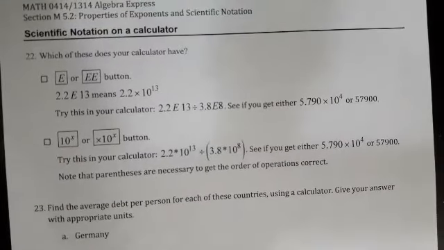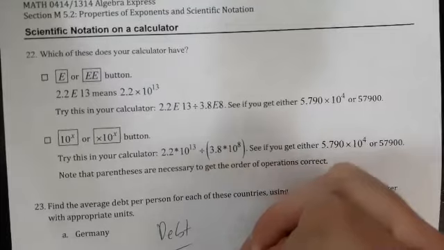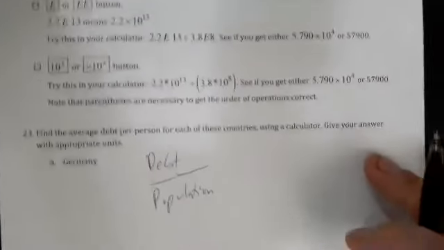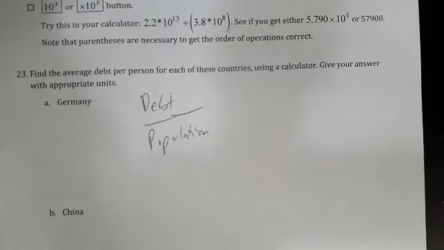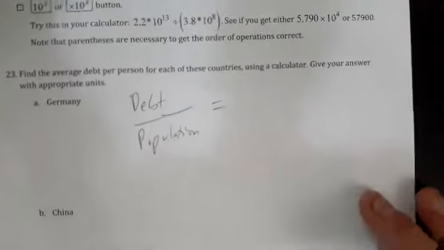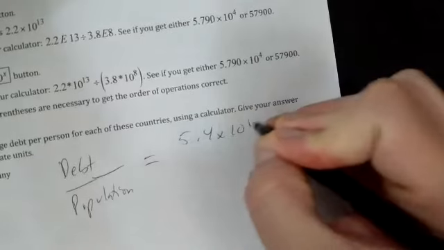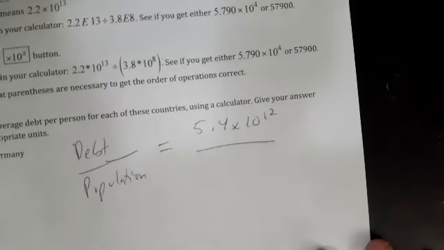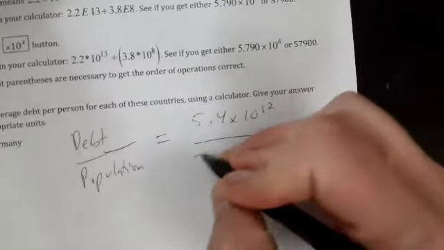So we want to do debt per person, so debt divided by population, for Germany and China is what this thing is asking us to do. I thought this was a student activity, but I guess not. So this is a calculator check problem, basically. Germany. And in your calculator, you might figure out a way to do these. So the German debt was 5.4 times 10 to the 12th. The population was 8.2 times 10 to the 7th.